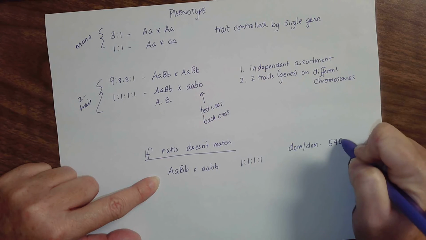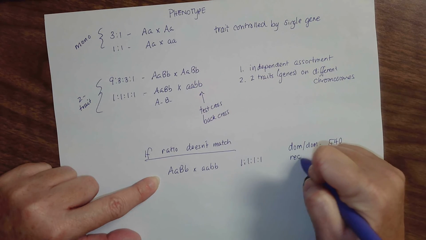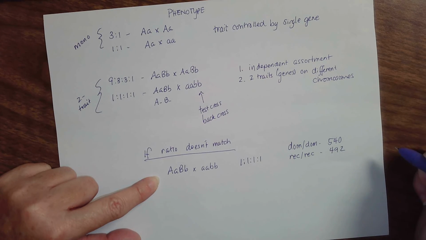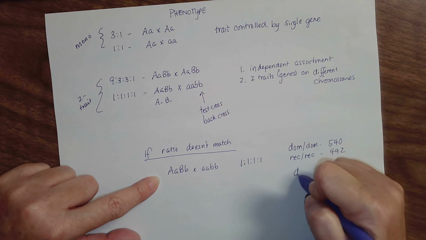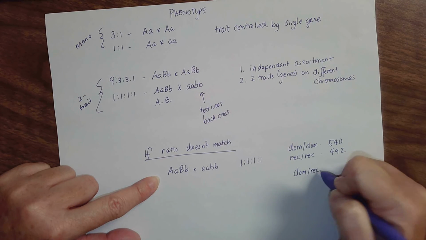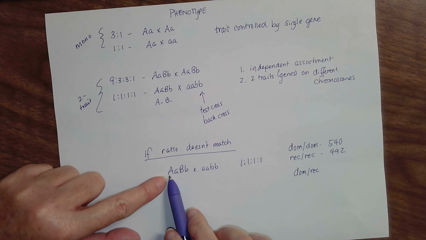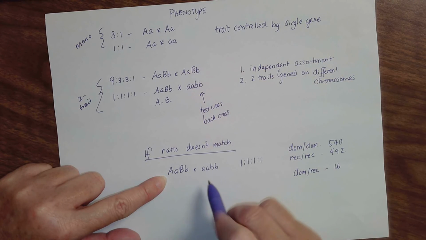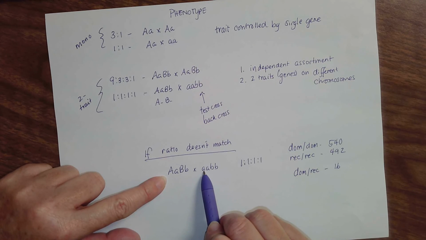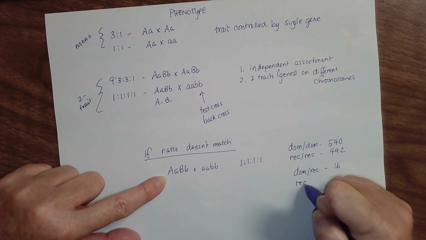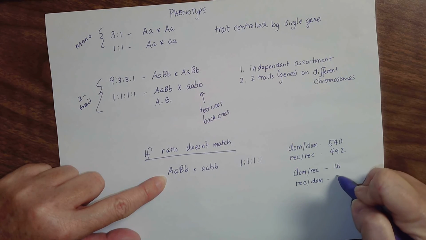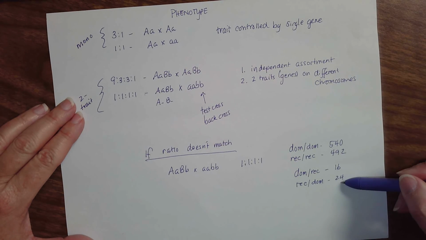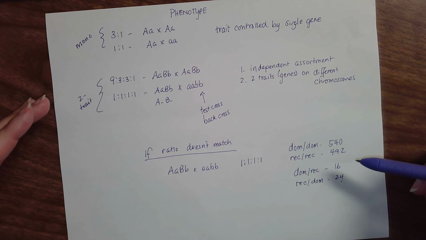we have 540 individuals. For the recessive, we have 492 individuals. For an individual who has one of the dominant traits and the other recessive, so maybe they have the dominant A trait and the recessive B trait, 16. Or maybe they have the recessive A trait and the dominant B trait. So what's going on there? That's clearly not a 1 to 1 to 1 to 1 ratio. It's also obviously not 9 to 3 to 3 to 1.